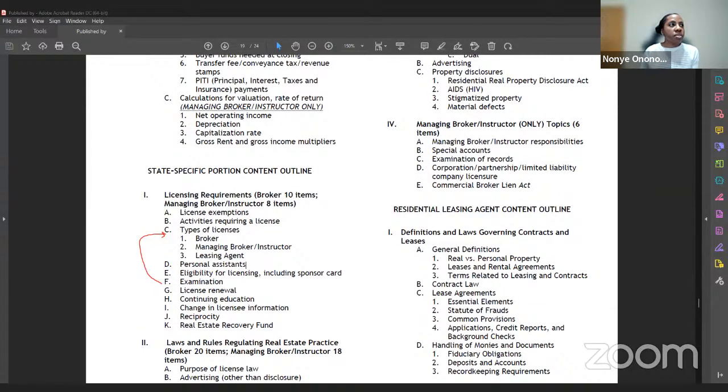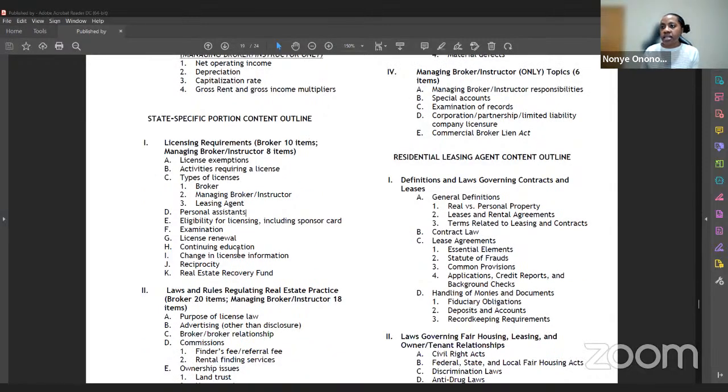So a few other things here on the screen when it comes to the licensing requirements. In your book too, they talk a little bit about the examination, so use that as a way to prepare for the exam, because they tell you how many questions, they tell you if you pass, this is what happens. If you don't pass, this is what happens. So keep those in mind as you're preparing.